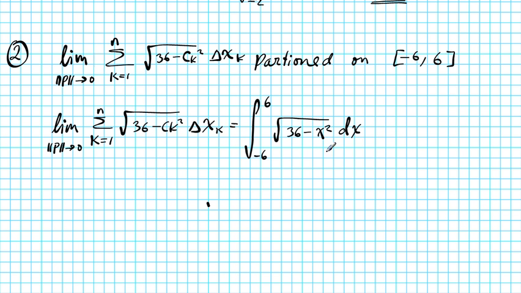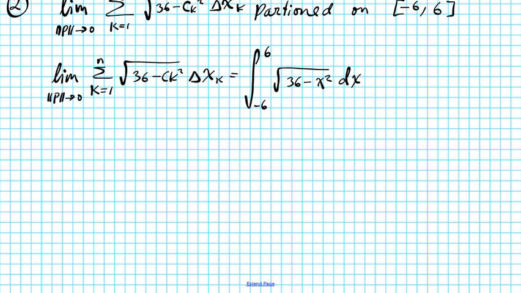Alright? So what kind of curve is this? 36 minus x squared. Well, let's do a real quick review on analytic geometry. If we have a situation like this, let me put this in green, we have x squared plus y squared equals 36. What kind of curve is that? This is the equation of a circle of radius 6 centered around 0, 0, right? Circle with radius 6 centered around 0, 0.